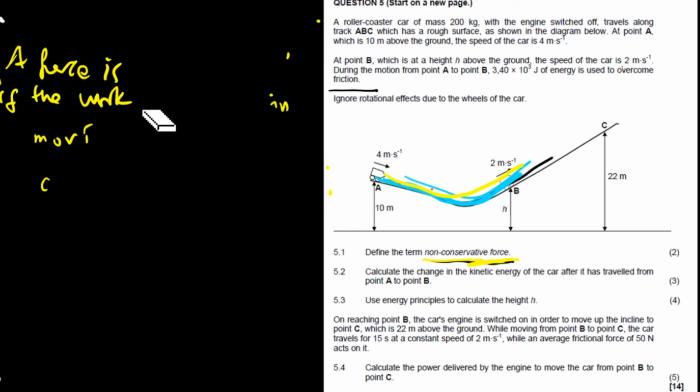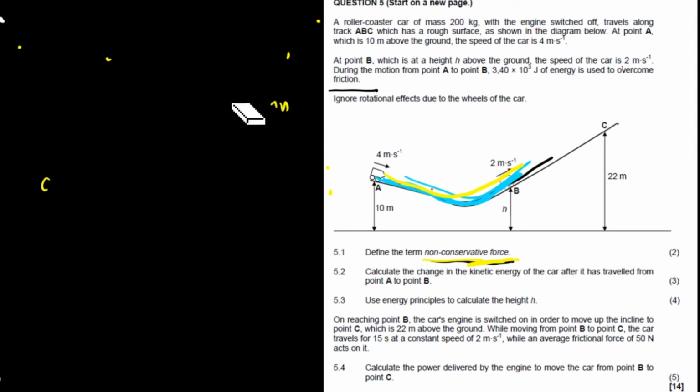Or you can just Google it, or you can just find it from the book. That's going to be easy. Now let's go to the actual question, which is very crucial. So in the question here, they say calculate the change in kinetic energy of the car that traveled from point A to B. Change in what? In kinetic energy.